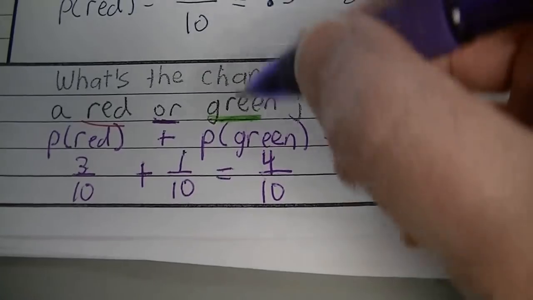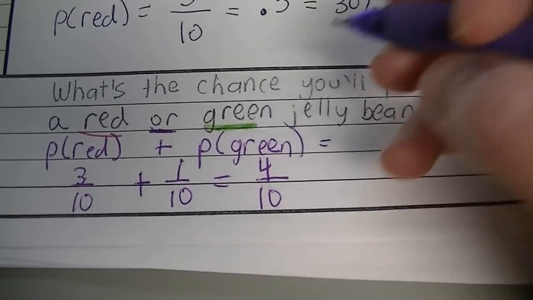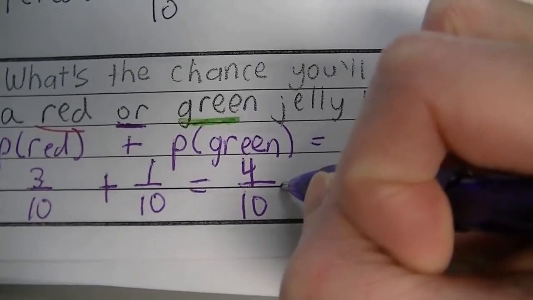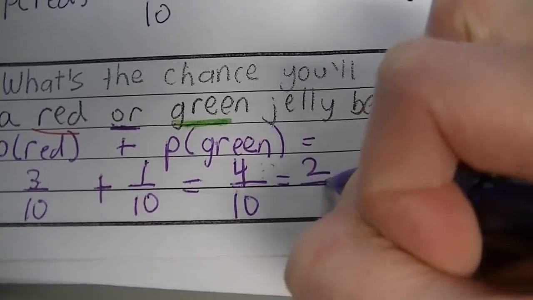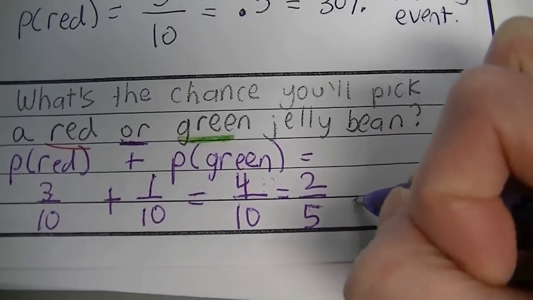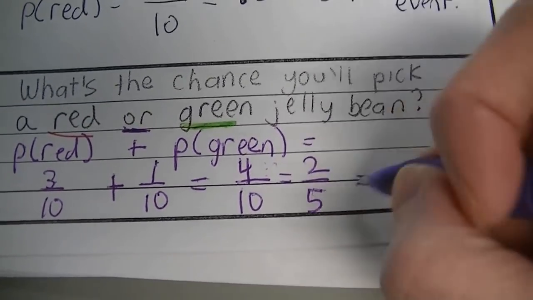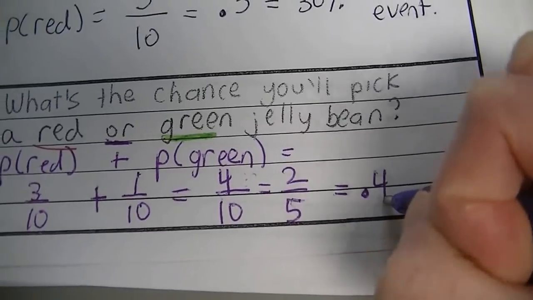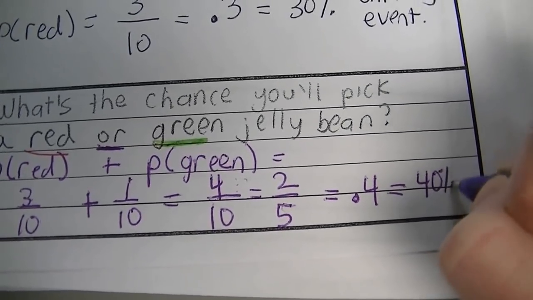Let's go ahead and simplify it. A number that goes into both 4 and 10 is 2. So I'm going to simplify it so it stays a fraction. Divide by 2, divide by 2. 4 divided by 2 is 2, 10 divided by 2 is 5. So these are both acceptable. As a decimal, you can go 4 divided by 10, or 2 divided by 5. You get the same exact decimal, 0.4. And that converted into a percentage is 40%.